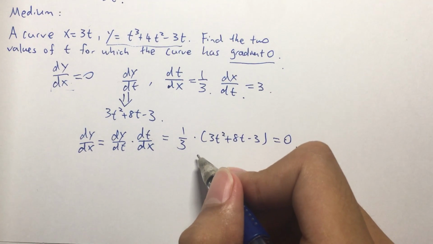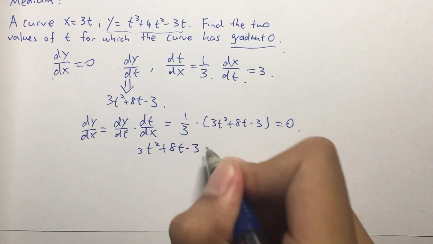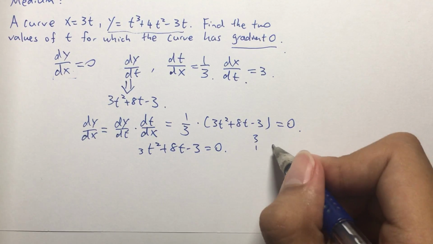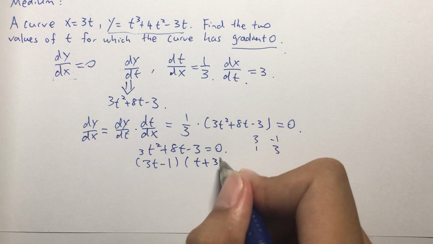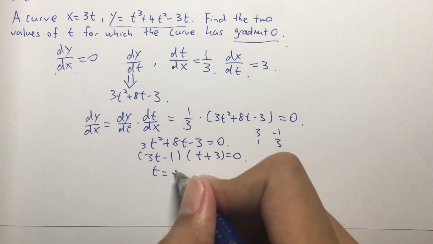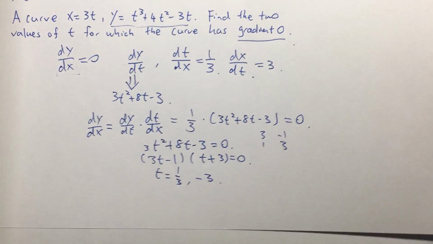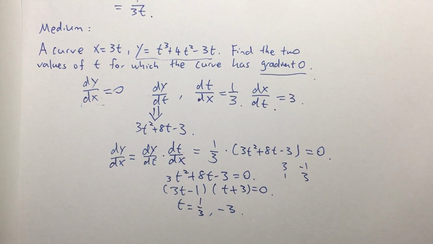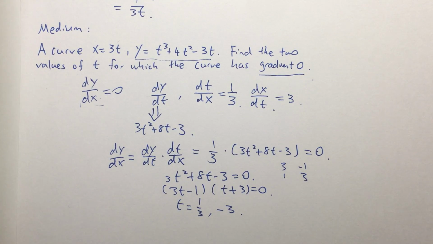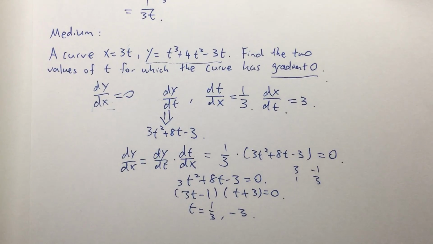Now let's solve this quadratic equation, 3t squared plus 8t minus 3 equals 0. Let's use cross multiplication, which gives 3t minus 1 times t plus 3 equals 0. So t is equal to 1 over 3 and negative 3. Okay, that is our final answer, and that is the medium level question. Because we have talked about the chain rule a couple of times now, it should be quite easy for you. Okay, so that is the medium level. Now let's do a hard level question.